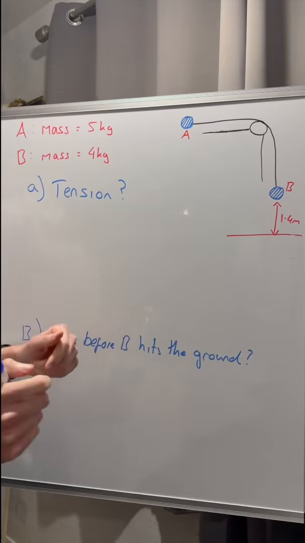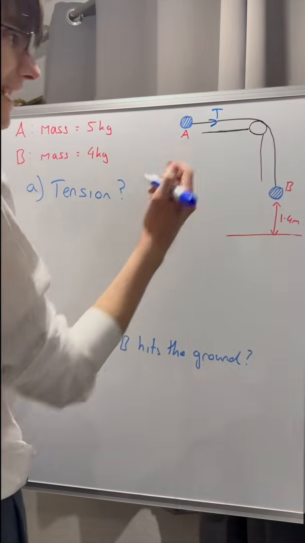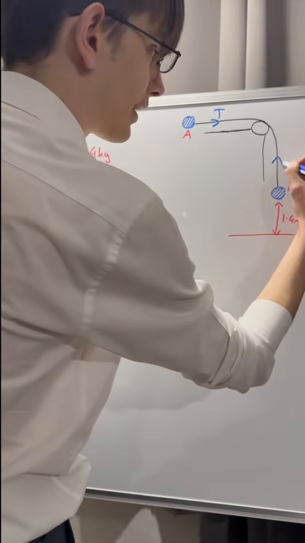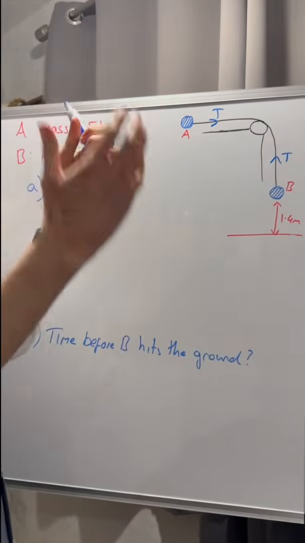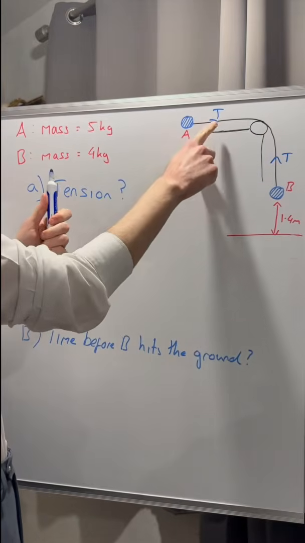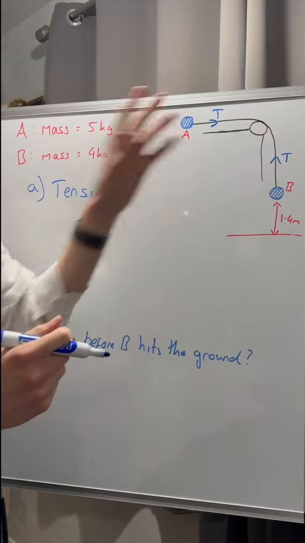Part A, how do we find the tension in the string? Well, where is the tension? Well, the tension is acting this way from A because it's pulling A that way, and it's acting upwards from B because it is trying to stop B from falling. Without this tension, B would just fall. Without this tension, A wouldn't move. So we must have a tension there. So how do we find the overall tension in the string?